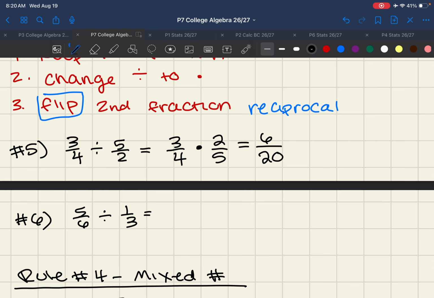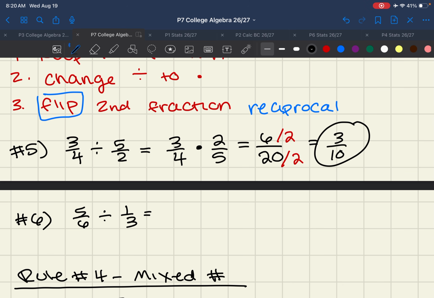And then notice that 6 and 20 can simplify. They can simplify by dividing both of them by the exact same number. So for example, I can divide 6 by 2 and 20 by 2. And when I do that, I get 3 over 10.